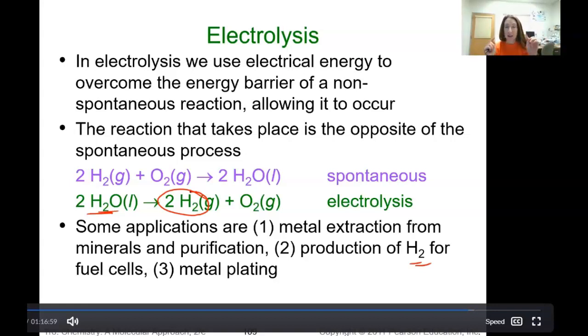Actually, somebody figured out a genius way to do this like 2 months ago, so we might be able to do it. Right now, we pull these hydrogens off hydrocarbons, off fossil fuels. That's where we get the hydrogens right now. But pretty soon, we're hoping we can do it like this, because that would be incredibly clean energy. And the last thing is metal plating.